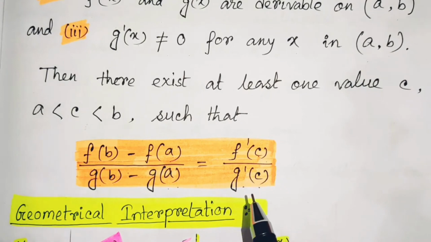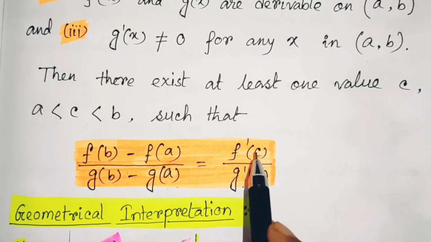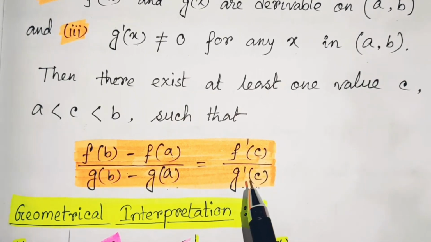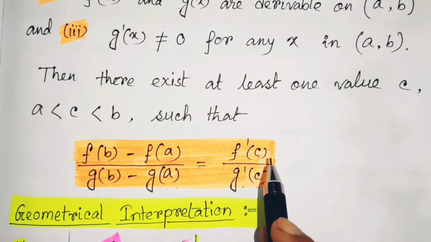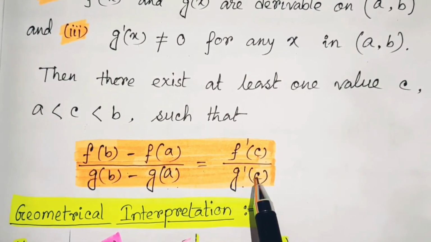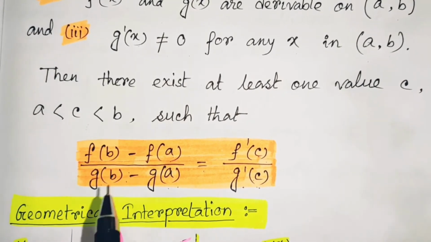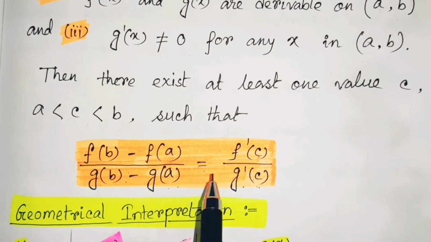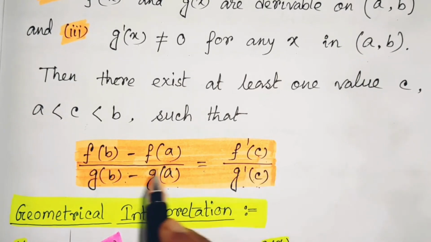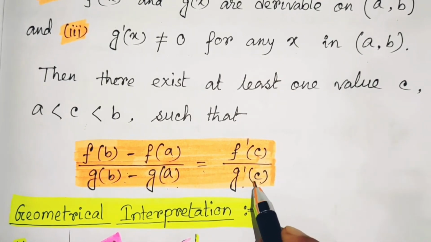If we apply the physics here, then this is nothing but the speed formula, is it not? Speed should be represented by the derivative of the given function. So the distance ratio is equal to the speed ratio. That means the distance covered by the two functions within the given interval should be equivalent, that is, their distance ratio should equal the ratio of their speeds.